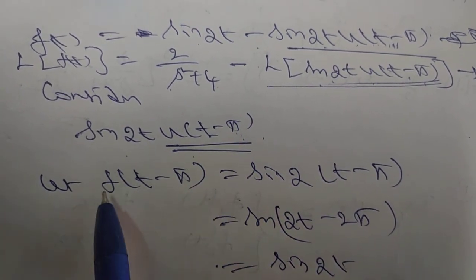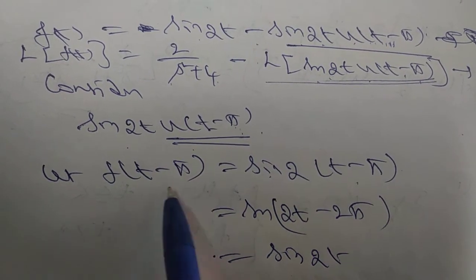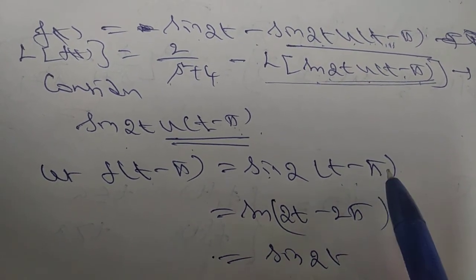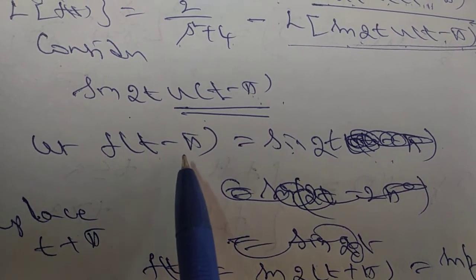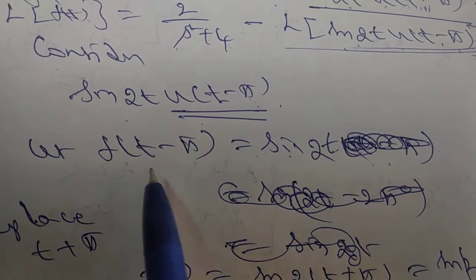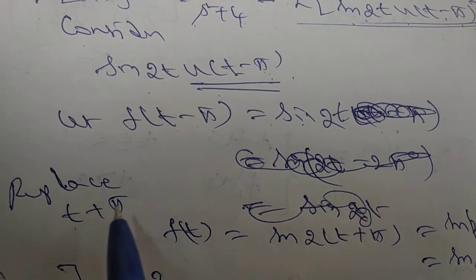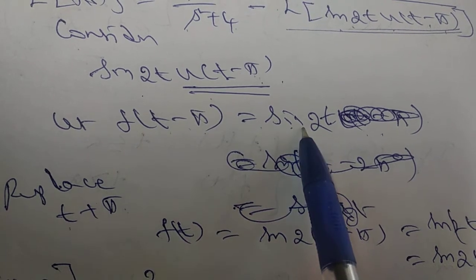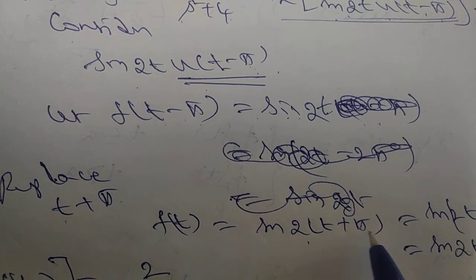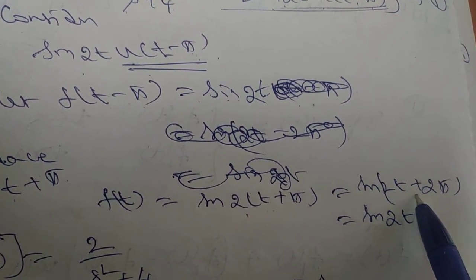Now we take f of t minus pi. That is equal to sin 2t. So in place of t, what do you have to write? t minus pi. Here f of t minus pi is equal to sin 2t, but we want f of t. How to get f of t? Replace t by t plus pi. So on the right-hand side, sin 2 into t plus pi. Multiply 2 inside: sin of 2t plus 2 pi.